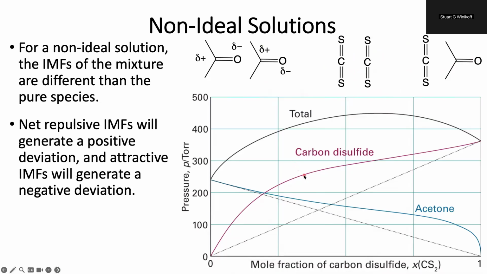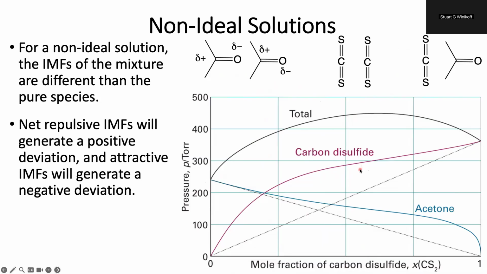And this is known as a positive deviation from Raoult's law. And we call this such because the partial pressure for both components is significantly above where we'd expect to see the Raoult's line of ideality. This also means the total vapor pressure for this mixture tends to be much greater than for the ideal system of either pure component. And this will be the case anytime we have these net repulsive intermolecular forces, where the systems will much prefer to be on their own than mixed together.